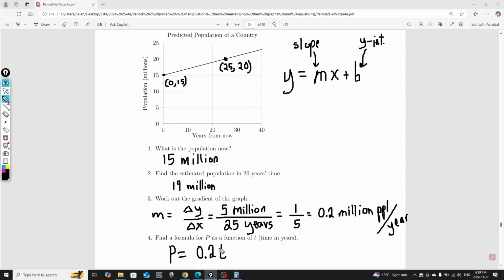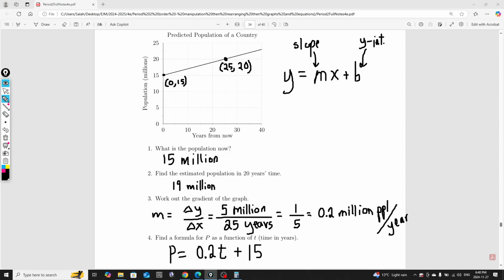So 0.2t, and then plus, and then I look for my y-intercept. Well, the y-intercept, we already figured it out, right? It was the population now. Your y-intercept happens right here. So that's going to be plus 15. Okay, so there you go.